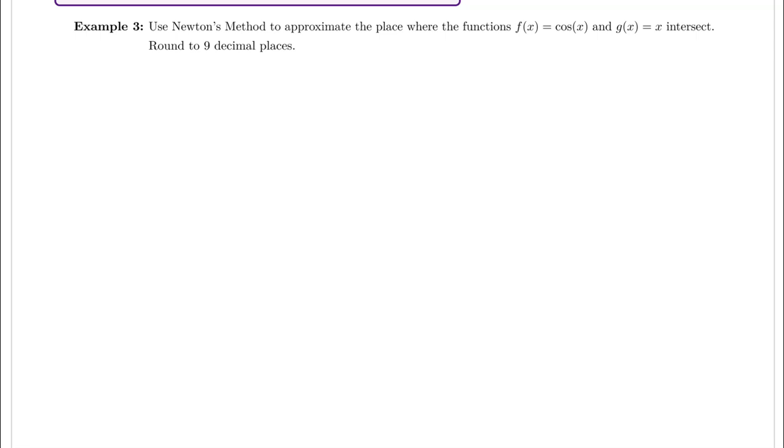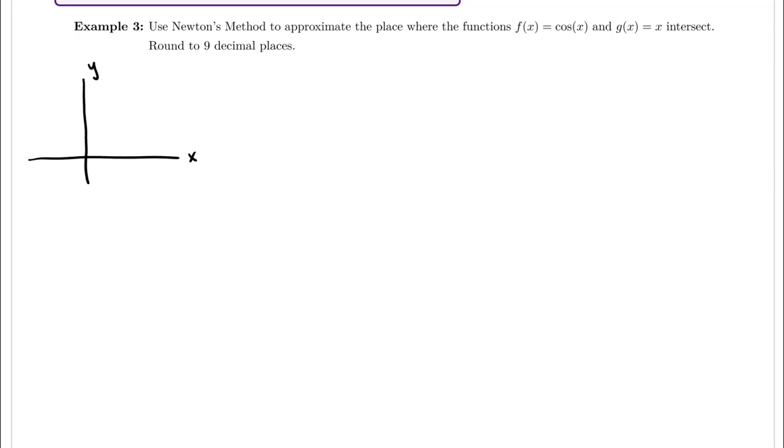Example 3 says, use Newton's method to approximate the place where the functions f of x equals cosine of x and g of x equals x intersect, and then round our final answer to 9 decimal places. So before we start to do this, I just kind of want to graph what we're doing here. So here's a very rough sketch. Here's my y-axis, here's my x-axis.